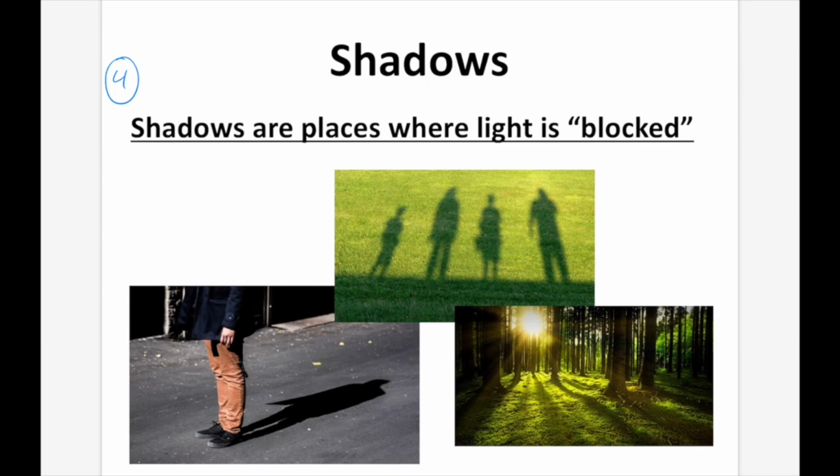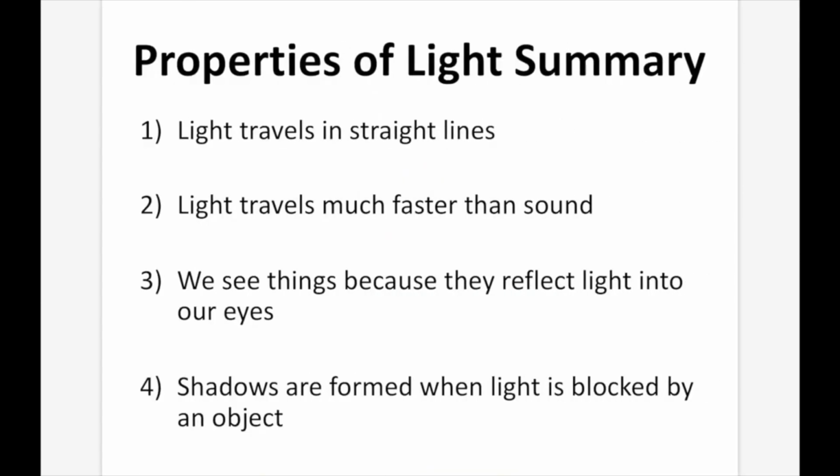Now, if you stand between the sun and pavement, for instance, the sun is going to shine on you, and you are going to block those rays of sun in exactly your shape, and that's how we get a shadow on the ground. So to summarize, number 1, light travels in straight lines.